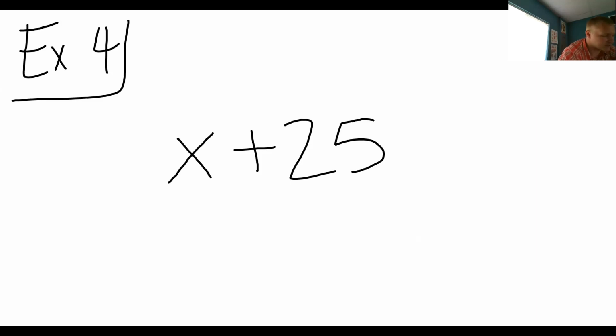Write an expression in simplest form. Total amount of money. Oh, it wants the combined money. Oh, okay. So this is how much for just our sister. Sister has X plus 25.